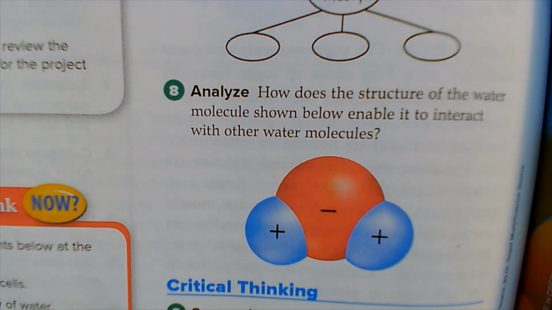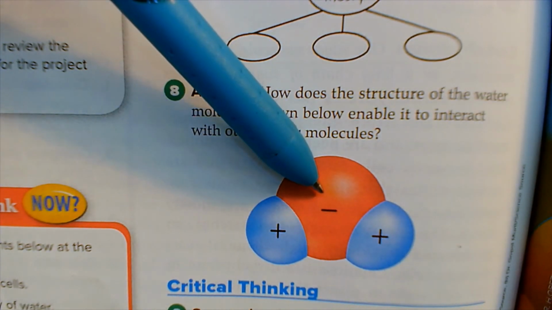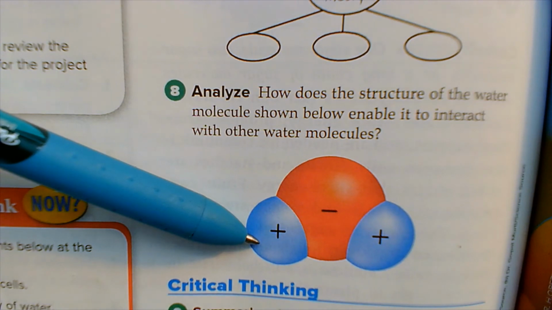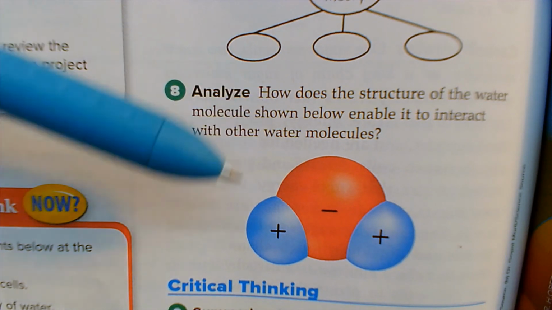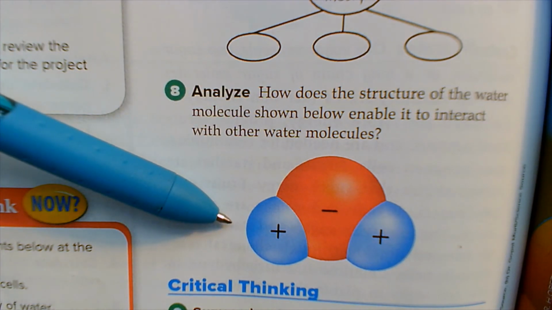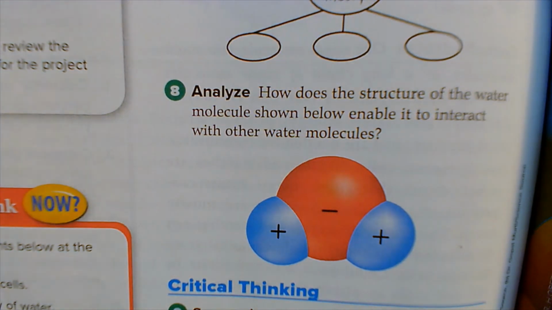Number 8, analyze. How does the structure of the water molecule shown below enable it to interact with other water molecules? Well, each water molecule has an area that's more negative, the oxygen area, and an area that's more positive, the hydrogen area. The negative oxygen areas can attract positive hydrogens on other nearby water molecules, and the hydrogens in the positive area of the water molecule can attract the negative oxygens from other water molecules.